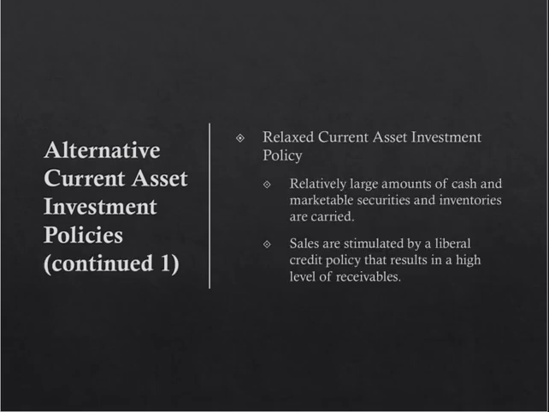In a relaxed current asset investment policy, there's relatively large amounts of cash and marketable securities and inventory, so you generally have quite a bit of buffering cash and inventory. Sales are stimulated by a liberal credit policy that results in high level of receivables. So you essentially go, I want to drive sales. How do I drive sales? Well, I'm going to provide very attractive credit terms, so maybe 0% financing for 12 months. And so as a result, you've got a very liberal credit policy with high receivables. And in order to do that, you need to maintain high levels of cash and investments because you're not collecting the cash as quickly.